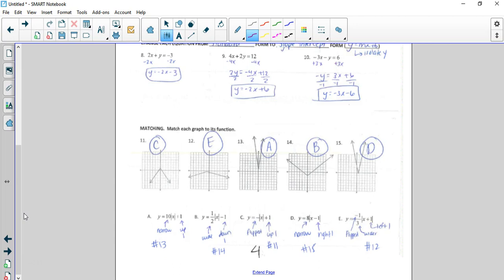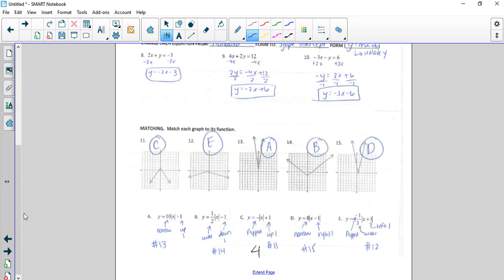B, the 1/2 makes it wider, and the -1 brings it down. So we're looking for wider and down, and it's positive. So 14 is B. Now C is upside down, so that's got to be 11 or 12. The plus 1 moves it up, so that's why it is 11. For D, the 8 makes it narrower, and the -1 moves it right 1. So that's why 15 is D.